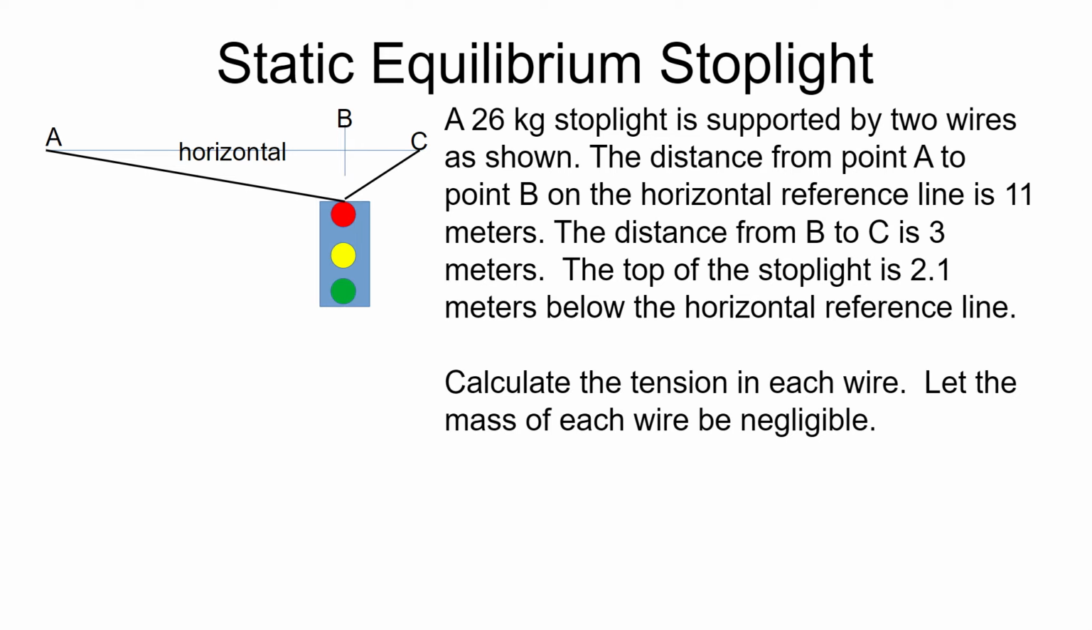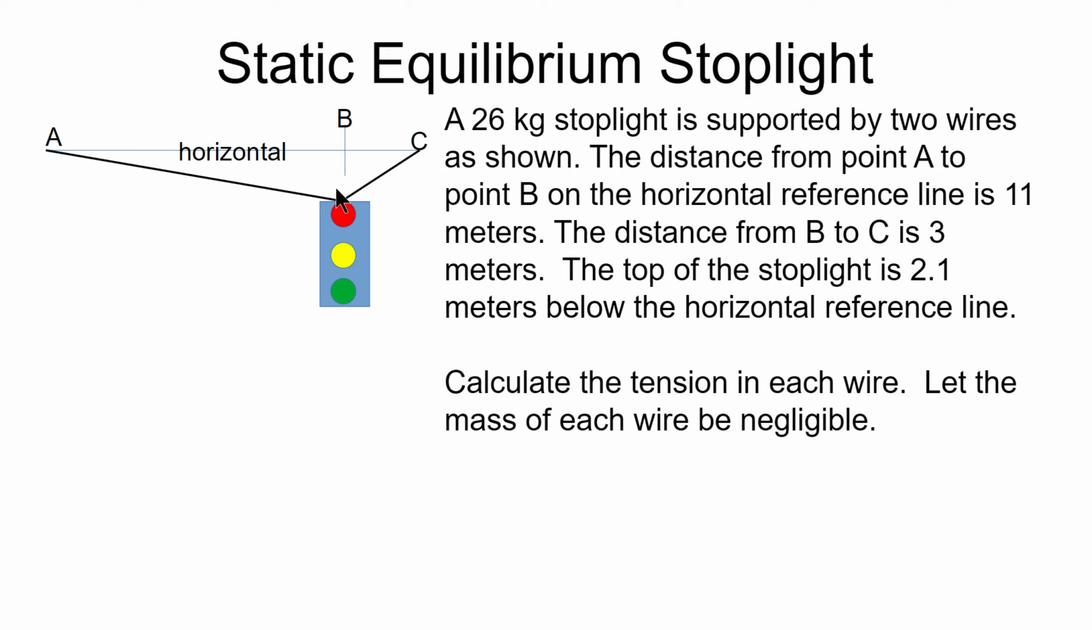This sample problem deals with the principles of static equilibrium. We're told we have a 26 kilogram stoplight. It's supported physically by two wires. There's a cable, a wire that comes up to point A that's attached to some other support, not interested in it. And we have wire C up to another support point here.